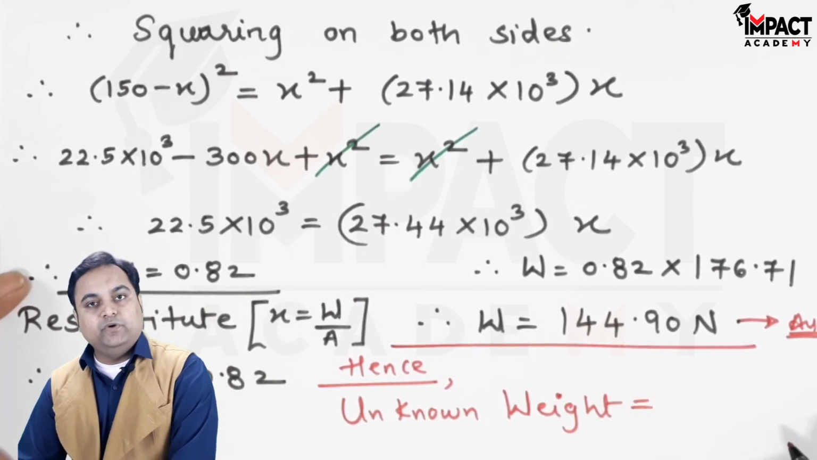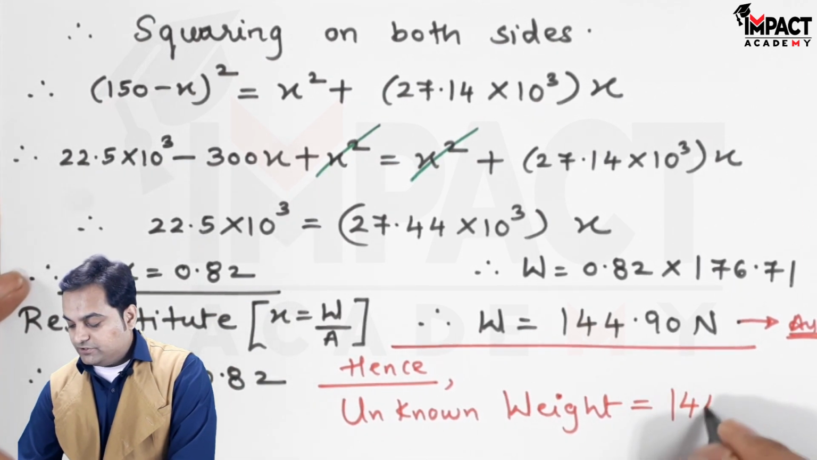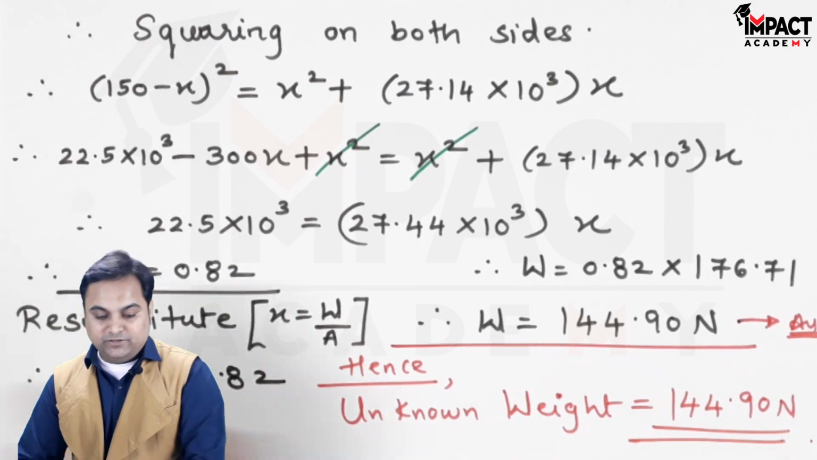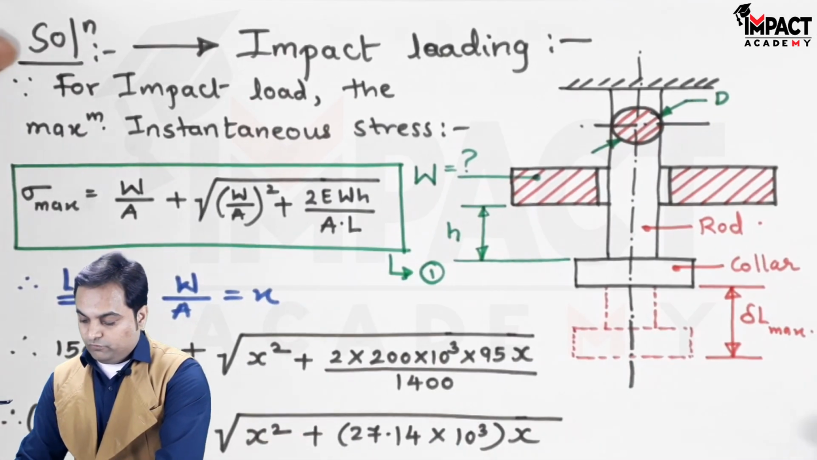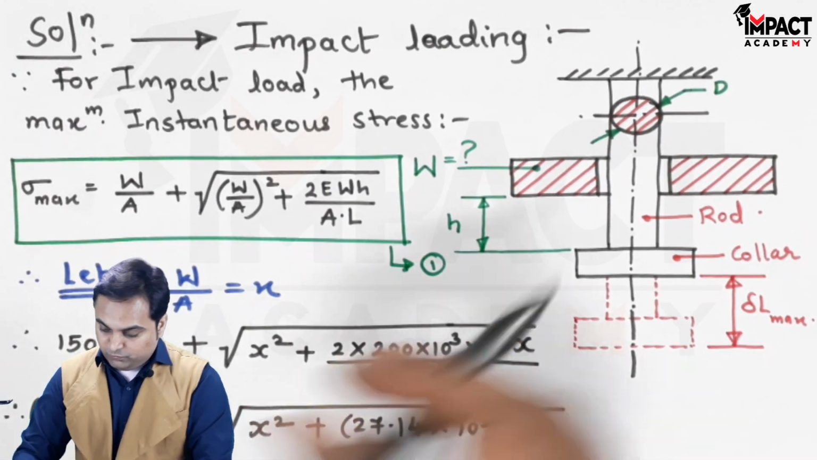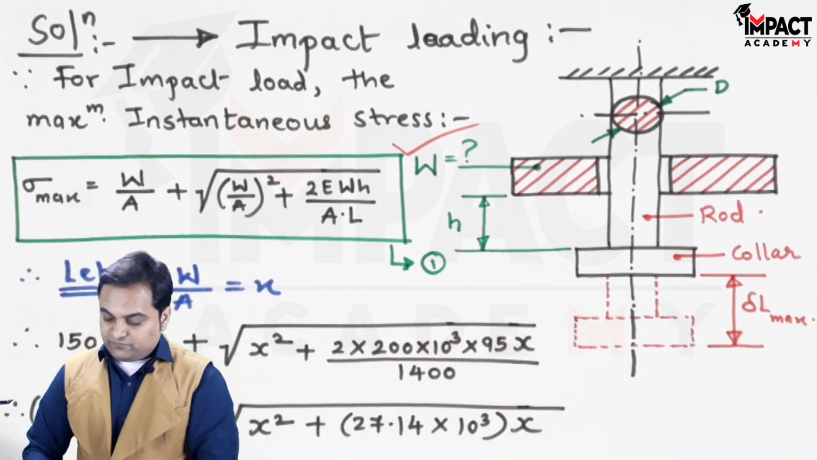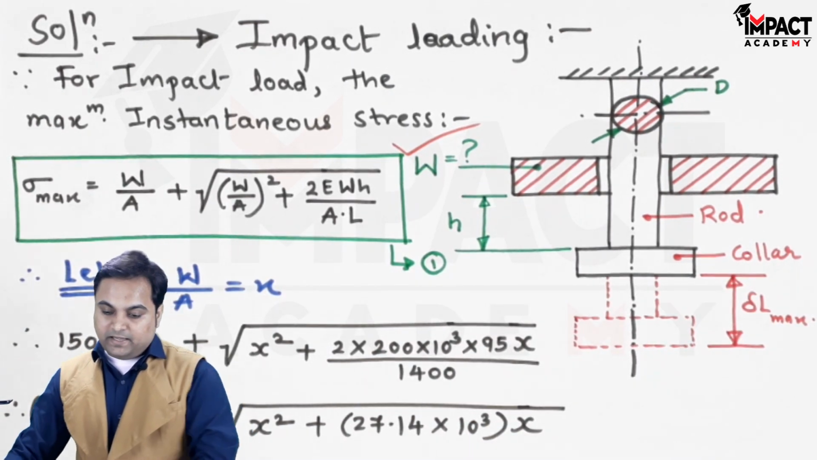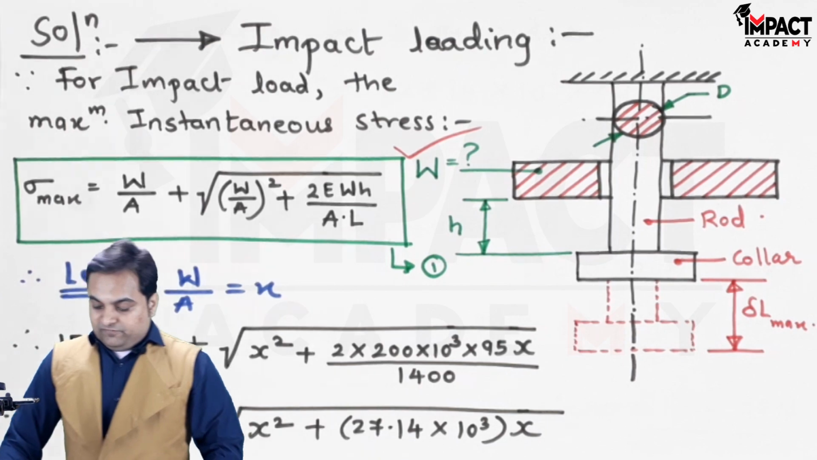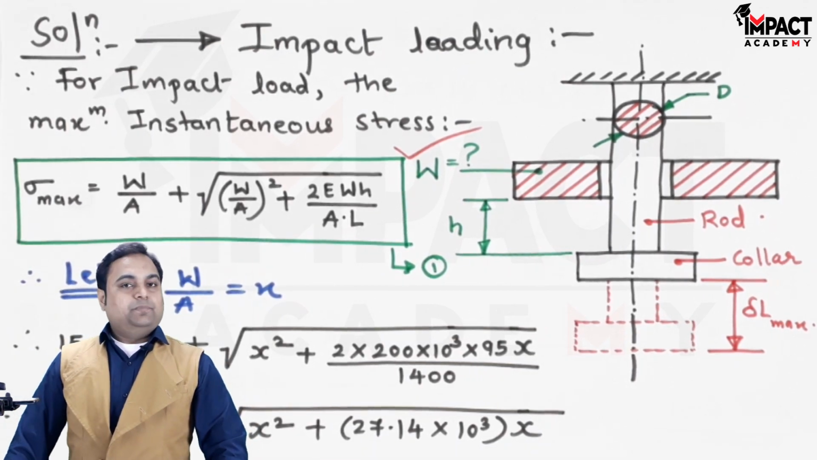Hence the unknown weight which falls onto the collar is of 144.90 Newton value. So we have found out the value of W, which is the unknown load which is falling onto this collar, and with this the problem gets completed.